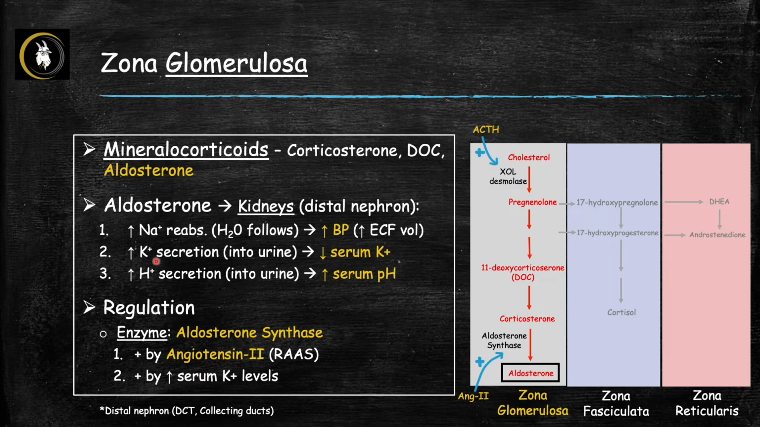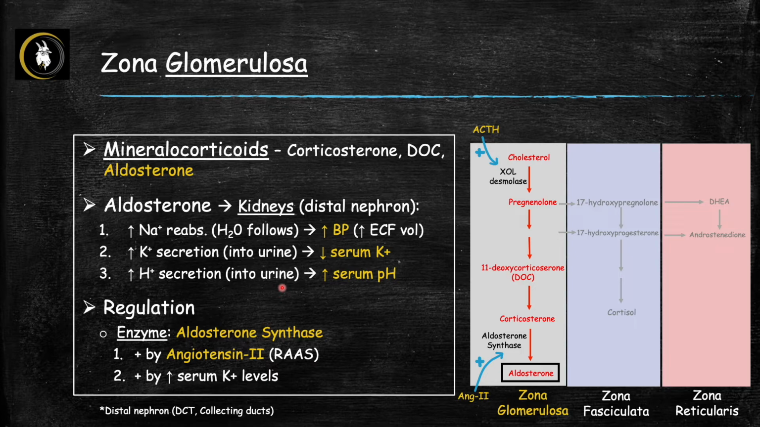In exchange for this, it's going to secrete potassium into the urine. Therefore, we're going to lower the serum potassium levels. And then finally, in addition to secreting potassium, aldosterone is also going to stimulate secretion of protons into the urine. Since we're getting rid of protons from the blood, the pH in the blood is going to go up as well.